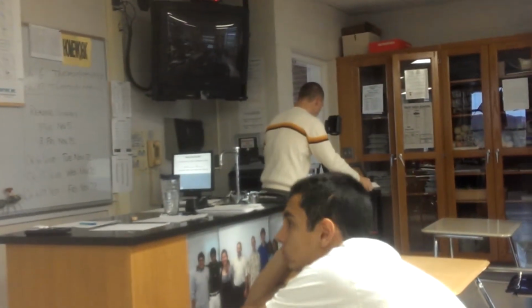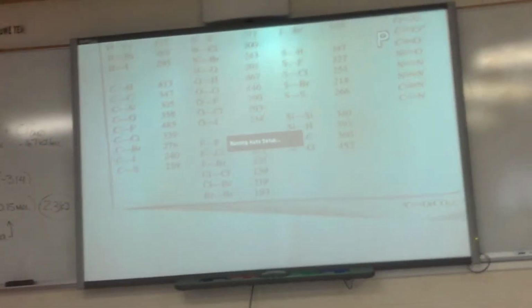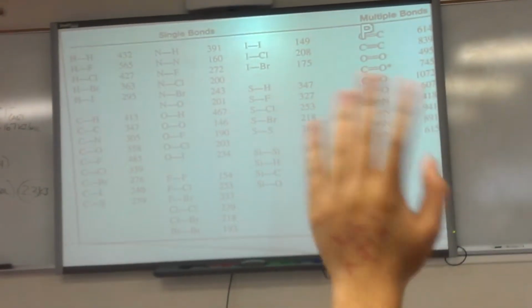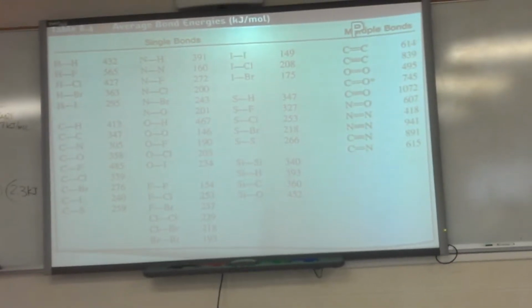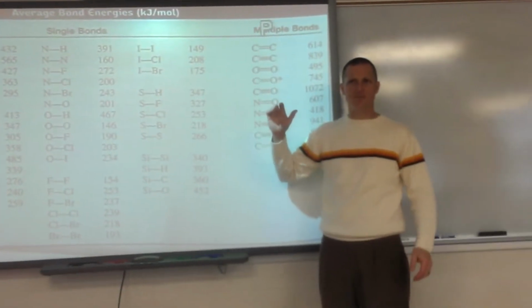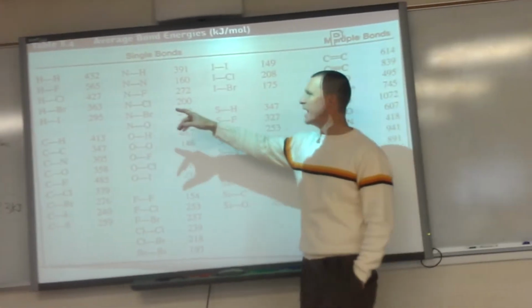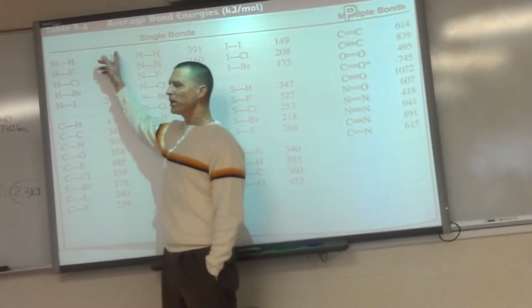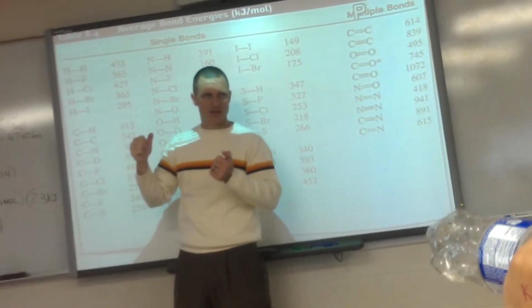Now, on page 362, I'm sorry, 362, we have this table. The title of the table is Average Bond Energy. You should also know this as bond dissociation energy. Notice all the values on here are positive values. These values are how much energy it takes to break each of these bonds. So the first one up there, a hydrogen to hydrogen bond, it takes 432 kilojoules of energy to break a mole of hydrogen bonds.